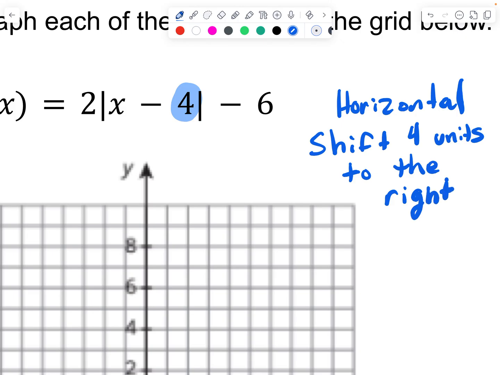So basically, it doesn't have to be worded exactly like that, but you've got to say something like it translates 4 units to the right. It shifts 4 units to the right. You have to say something like that.